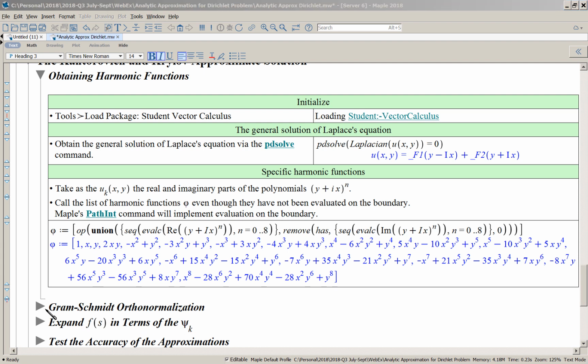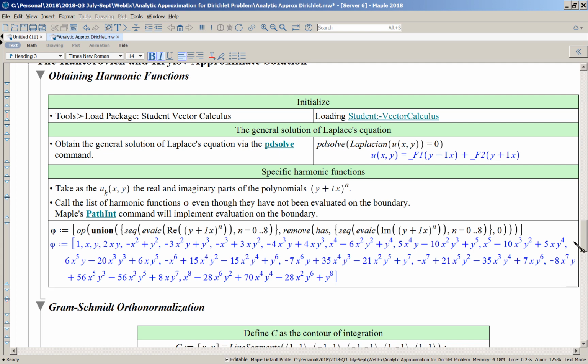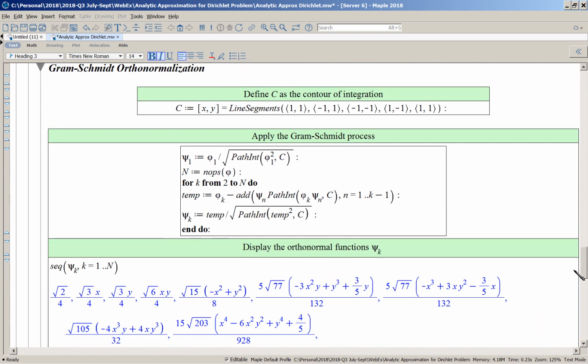The next step is Gram-Schmidt orthonormalization. How will we do that? We're going to use Maple's pathInt command in the student vector calculus package. It will integrate along a path. It integrates a scalar along a path, and it uses arc length as the parameter. So here I define the path, a collection of line segments joined at these nodes. You notice the 5th node is the starting point, so it completes the loop around.